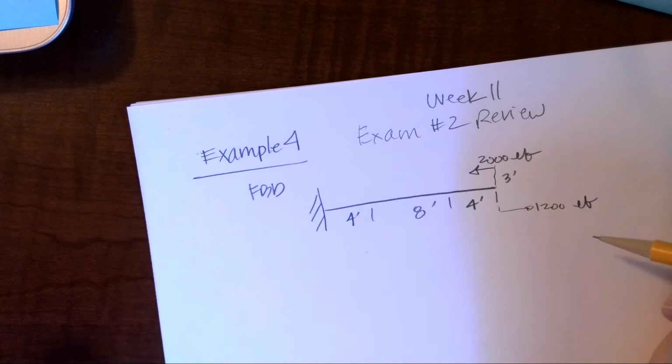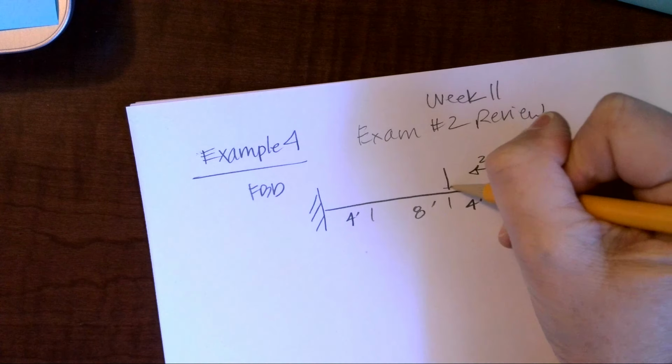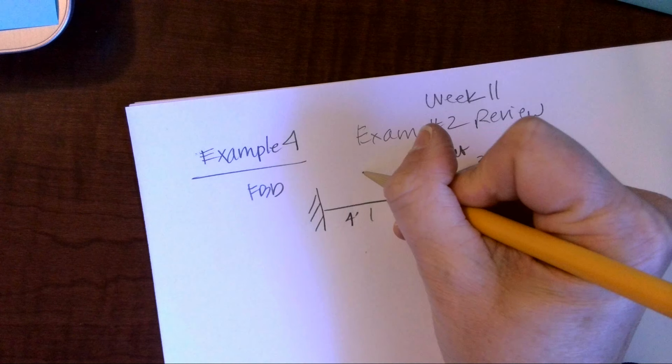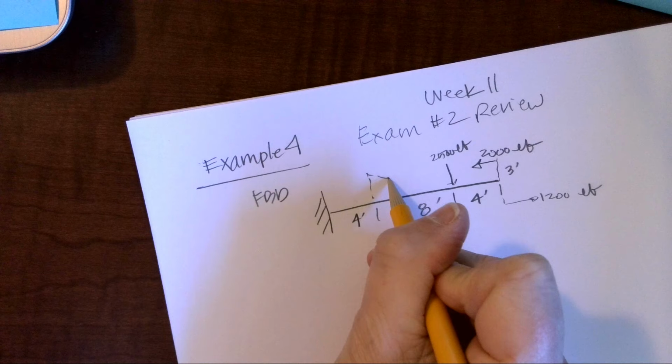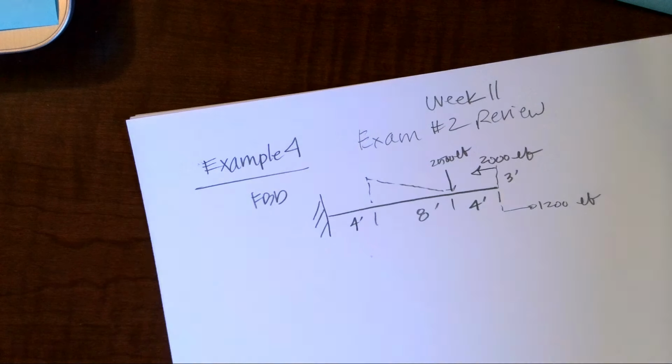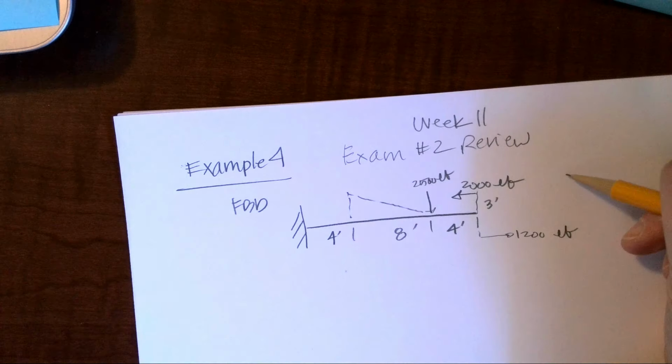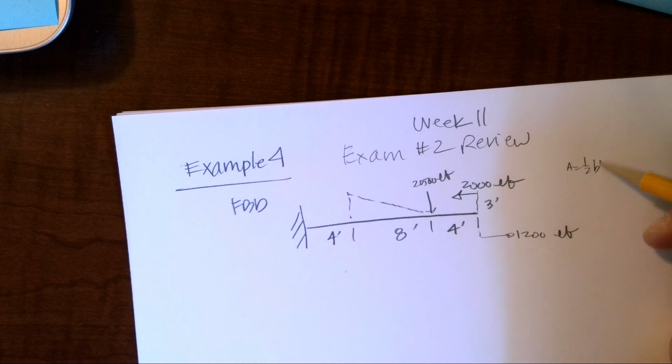Plus we have axial force. I have 2,500 pounds down here. And then I have a triangular load, which again, I'm just going to dot in. And I am going to go ahead and tell you that the area is 1/2 base times height. So I have 1/2 base times height.